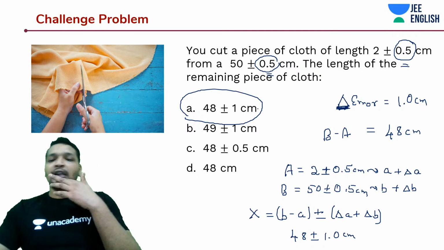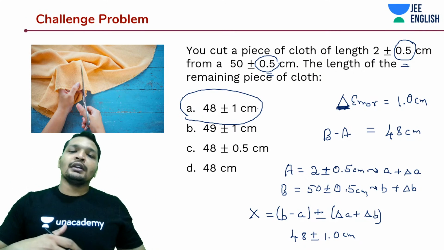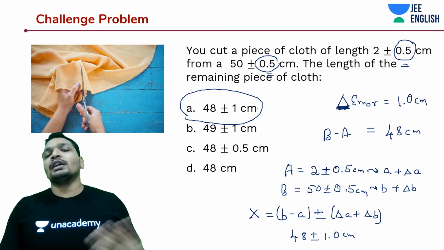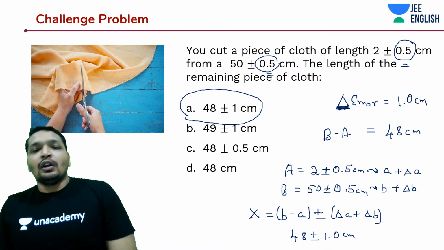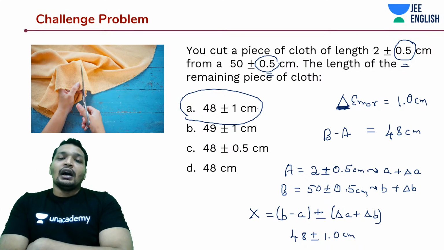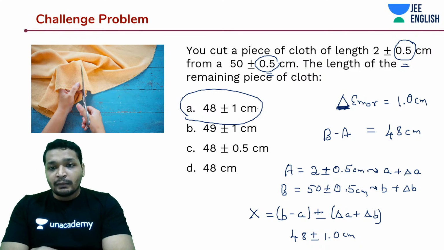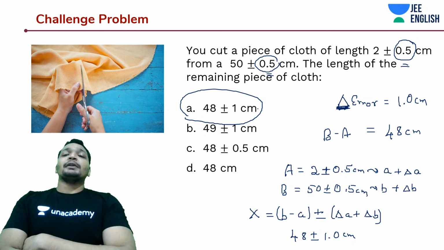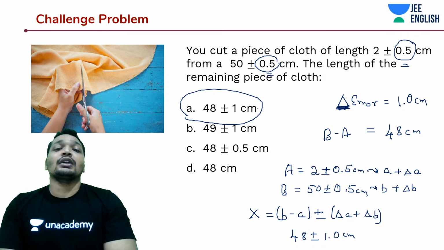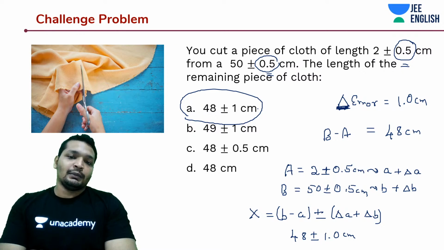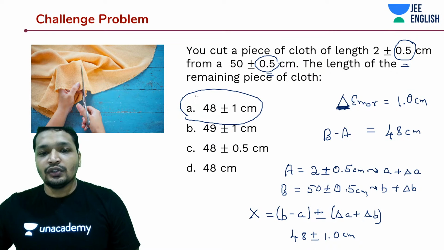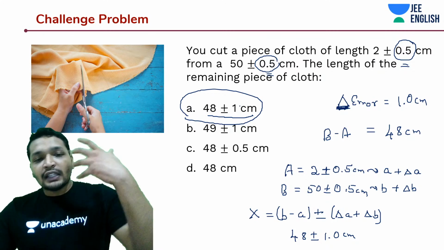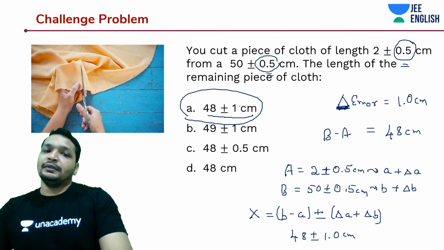Work it out. If you have any doubts, you can take your cloth length to be 49.5 centimeters and think that the cloth you have cut is 2.5 centimeters, and see what is the minimum length of the remaining piece. For max length, you can assume that you have cut a piece of 1.5 centimeters and the cloth's length is 50.5. It would lie within this range. So this subtraction and addition told us the range within which your measurement should lie, the error that lies in your measurement.